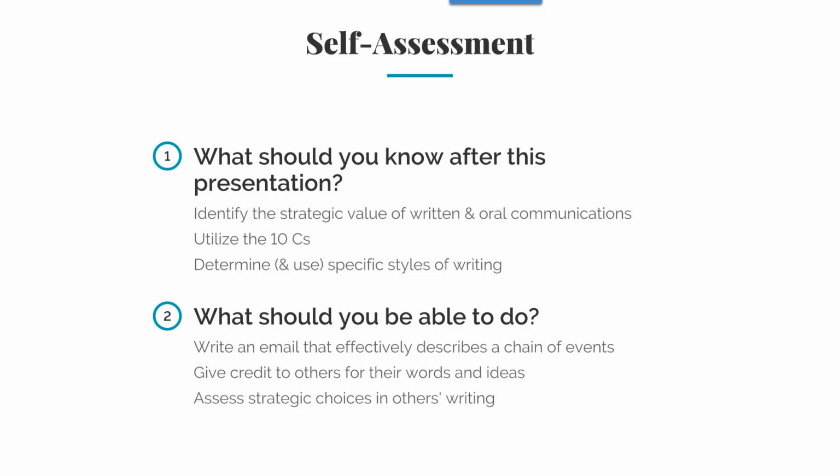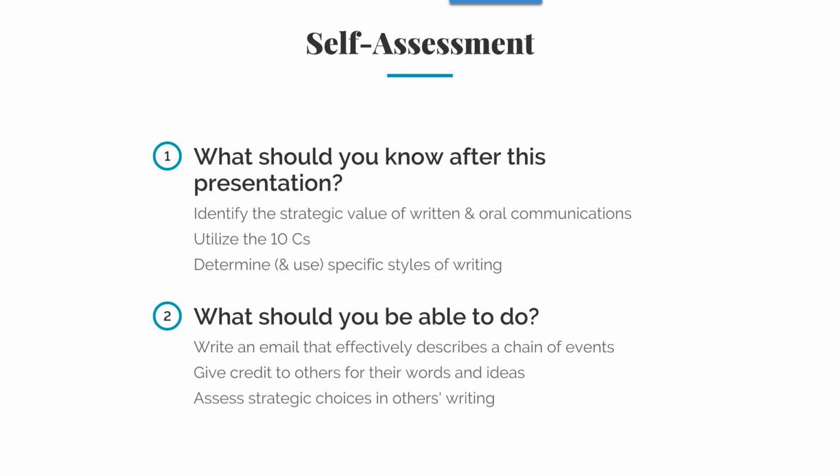So it is important. We want you to utilize the 10 C's because those 10 C's are easy to remember and they give you a vocabulary for assessing how good a business communication is, explaining why it is good and where it could improve. So you actually have language you can easily use to talk to other people about their language. And since you're future managers, this is something you want to be able to do easily. And we want you to be able to determine and use specific styles of writing. So we're going to talk about the different styles in a few minutes.